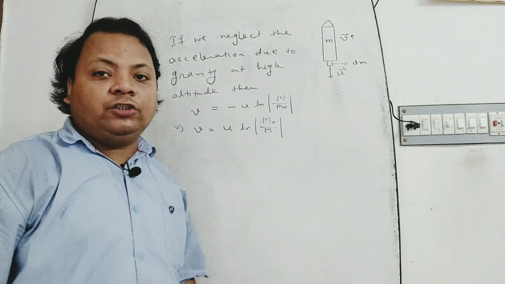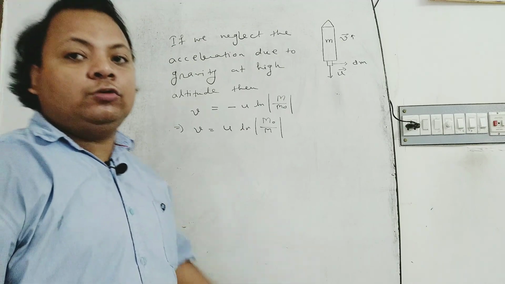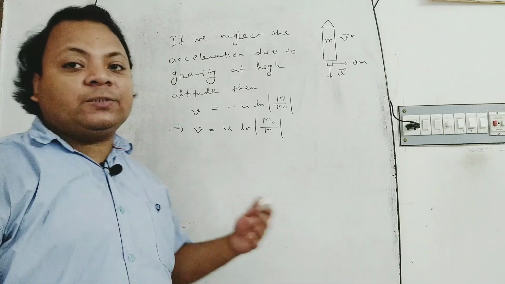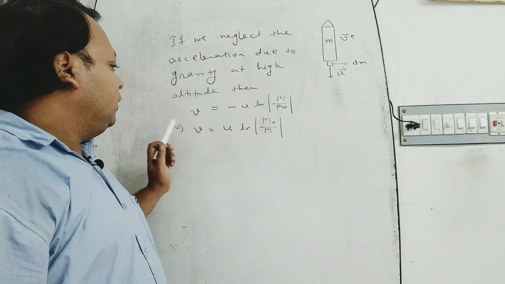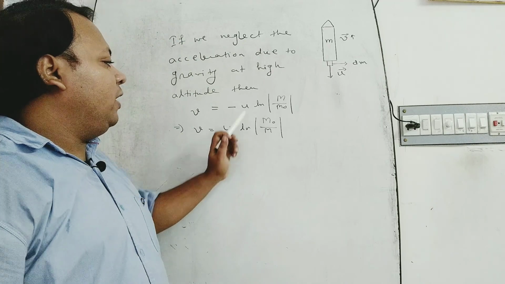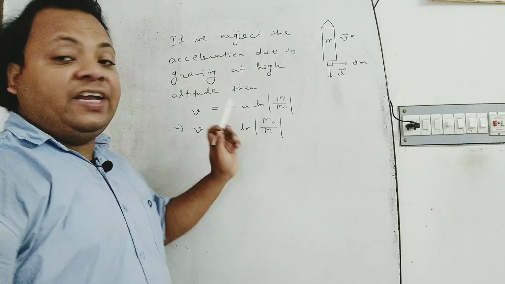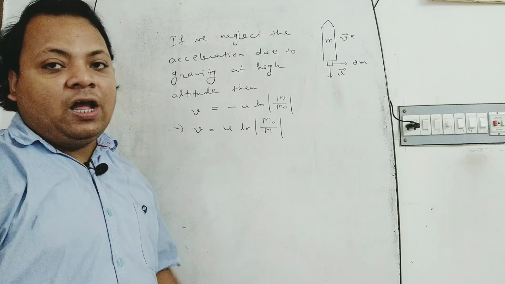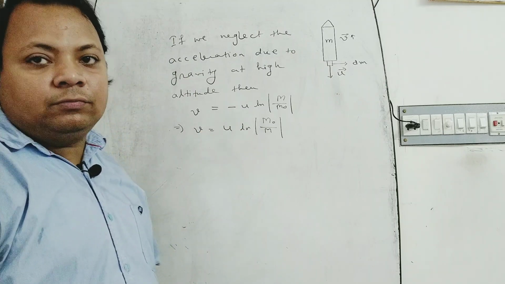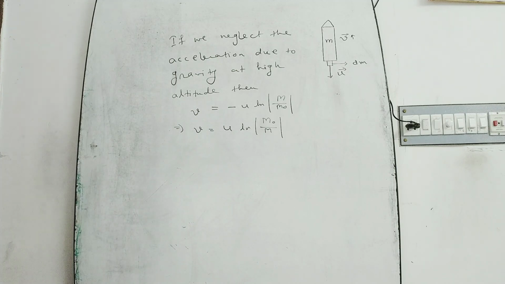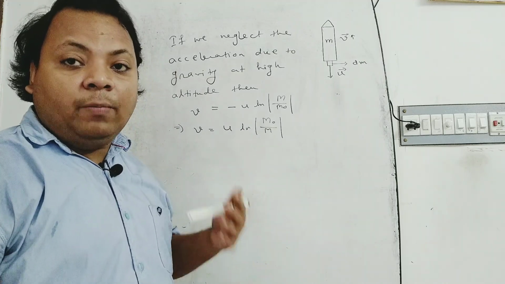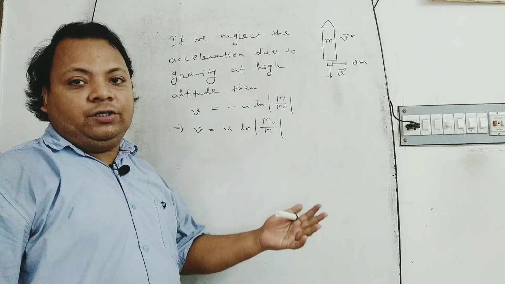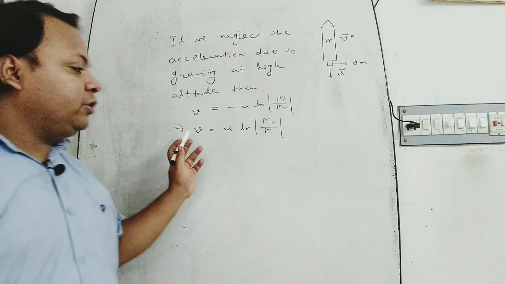At high altitude, we can neglect the acceleration due to gravity. Therefore, the expression of v becomes v is equal to minus u ln m by m0. This gives v is equal to u into ln m0 by m. This is the instantaneous velocity of the rocket at high altitude. Here m0 is the initial mass of the rocket and m is the mass of the rocket after time small t, when the velocity of the rocket becomes v.